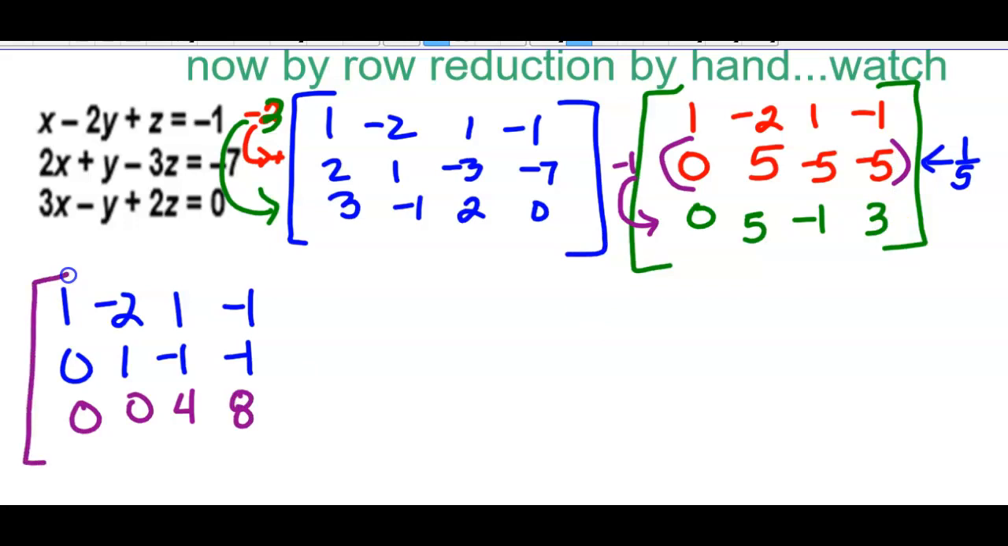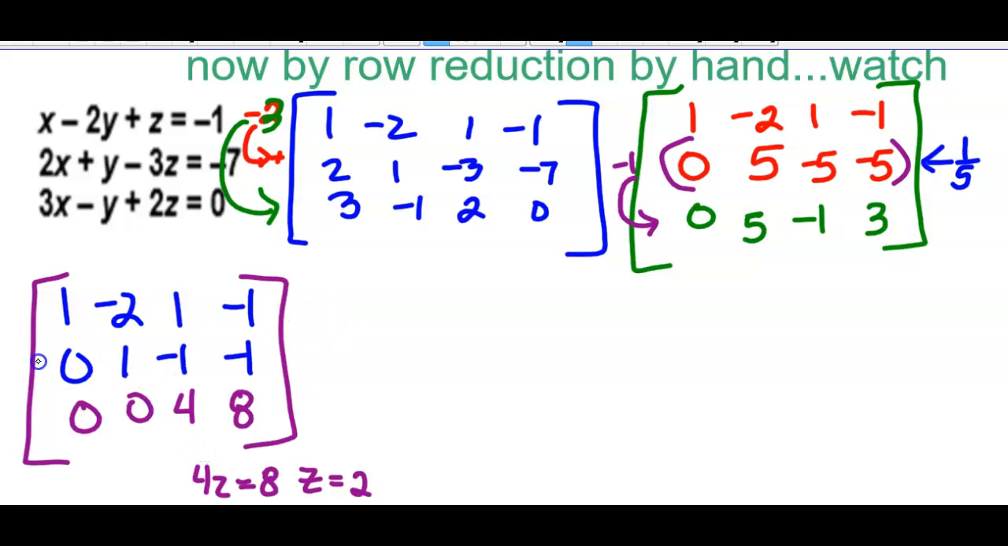Now, we could stop here because this last sentence, if you put it back in XYZ, says 0x plus 0y plus 4z equals 8. So I could stop right there and say z is 2, and then I could plug that back in and find some things. I'm going to go ahead and do a couple more steps here.